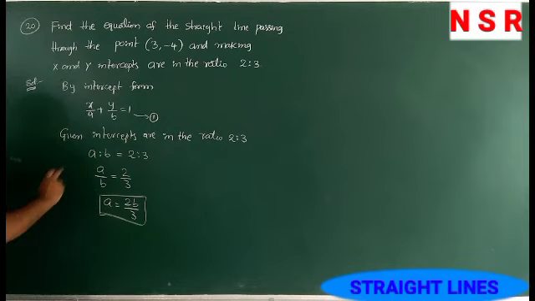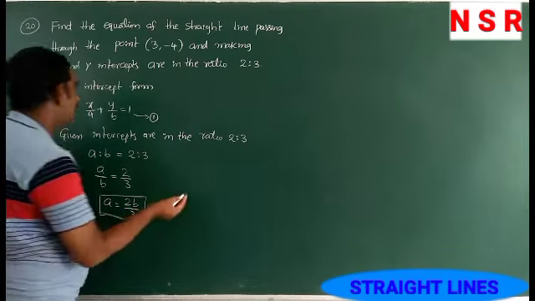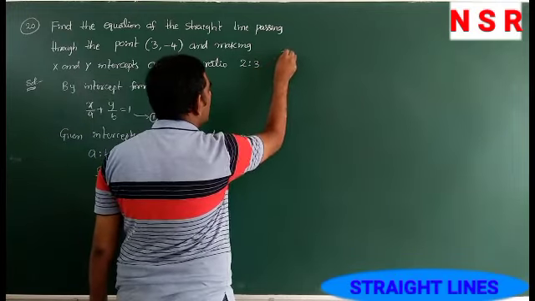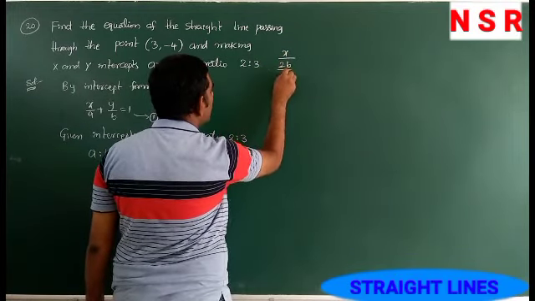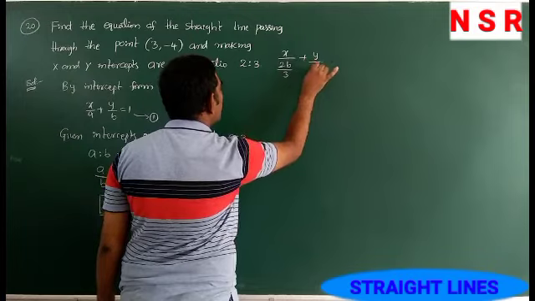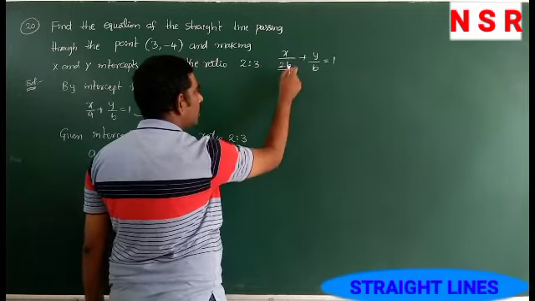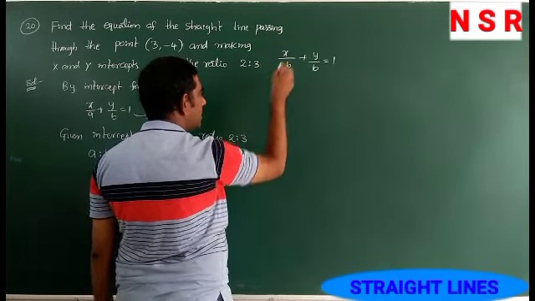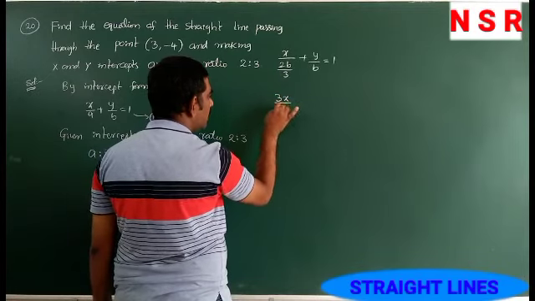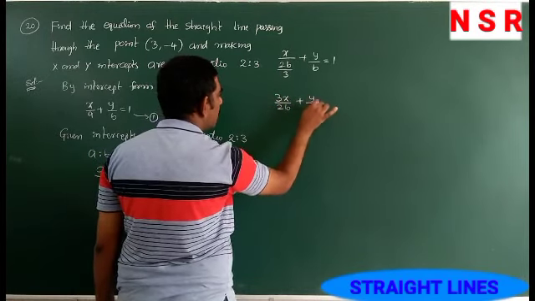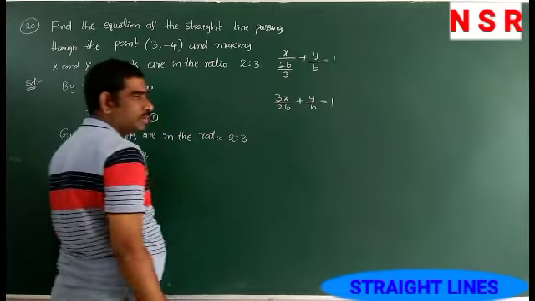So in equation 1, in place of a, substitute 2b/3. So we get x by 2b/3 plus y by b equal to 1. Now 2b/3 is in the denominator, reverse it, we get 3x by 2b plus y by b equal to 1.